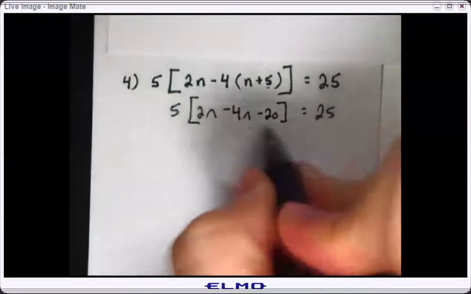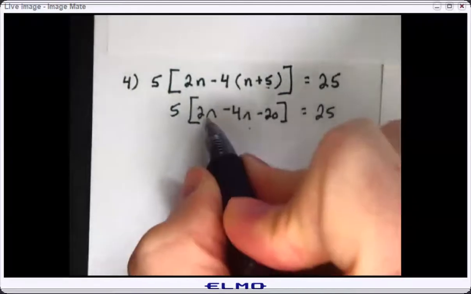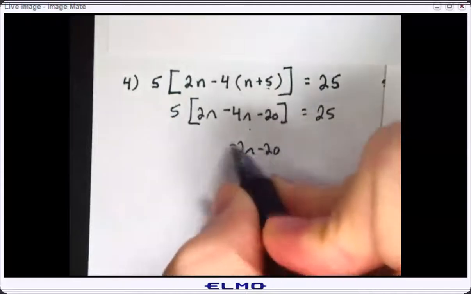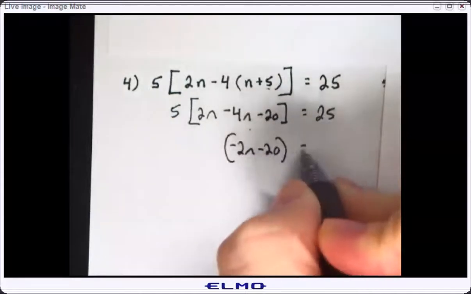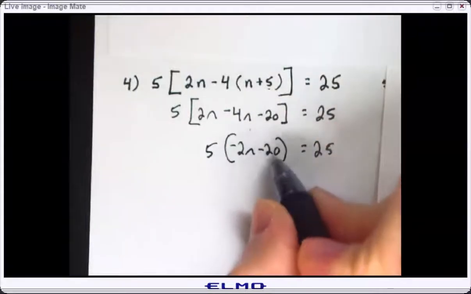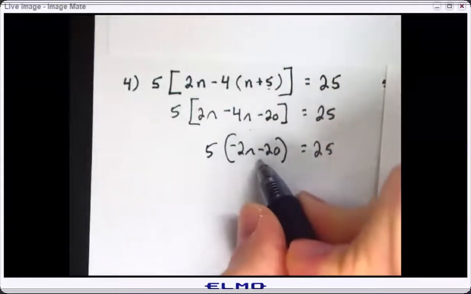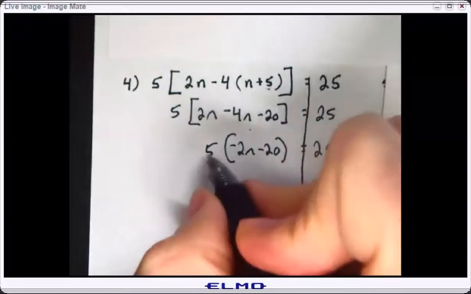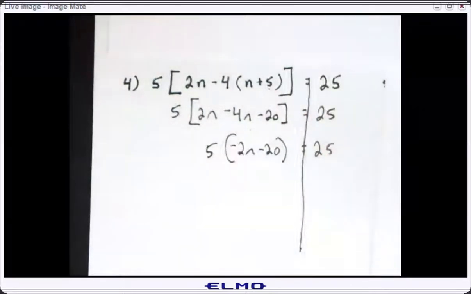Okay, inside the brackets, I'm not done. I have like terms. 2n plus negative 4n is negative 2n. We'll change them to parentheses now. Bring everything else down. Now everything inside that grouping is done. So I expand out to everything on the left side. And I have to distribute this 5 to all the terms in parentheses.